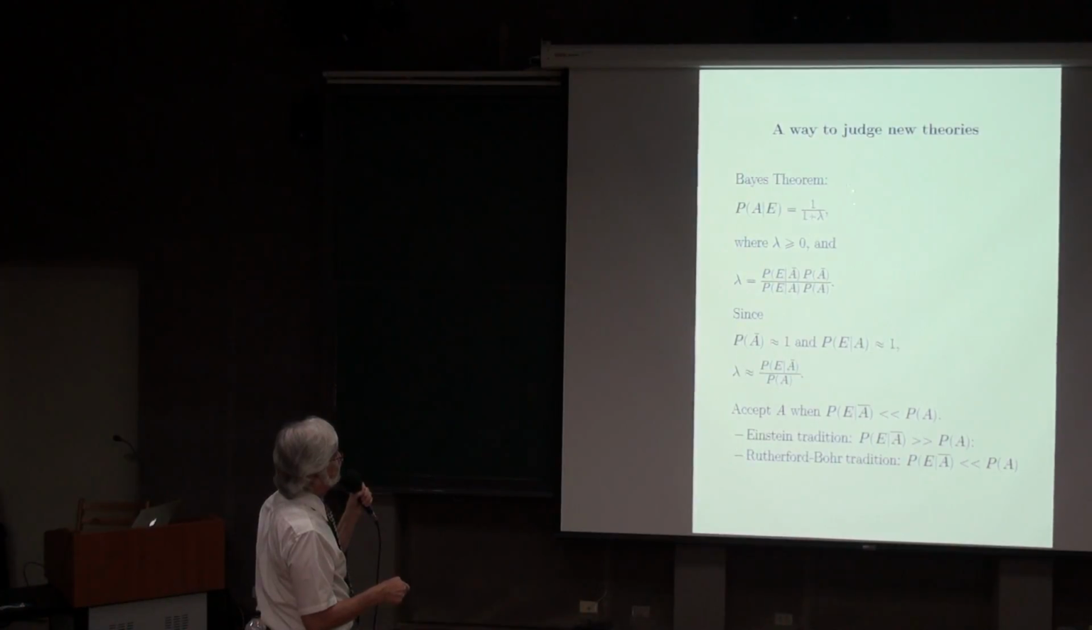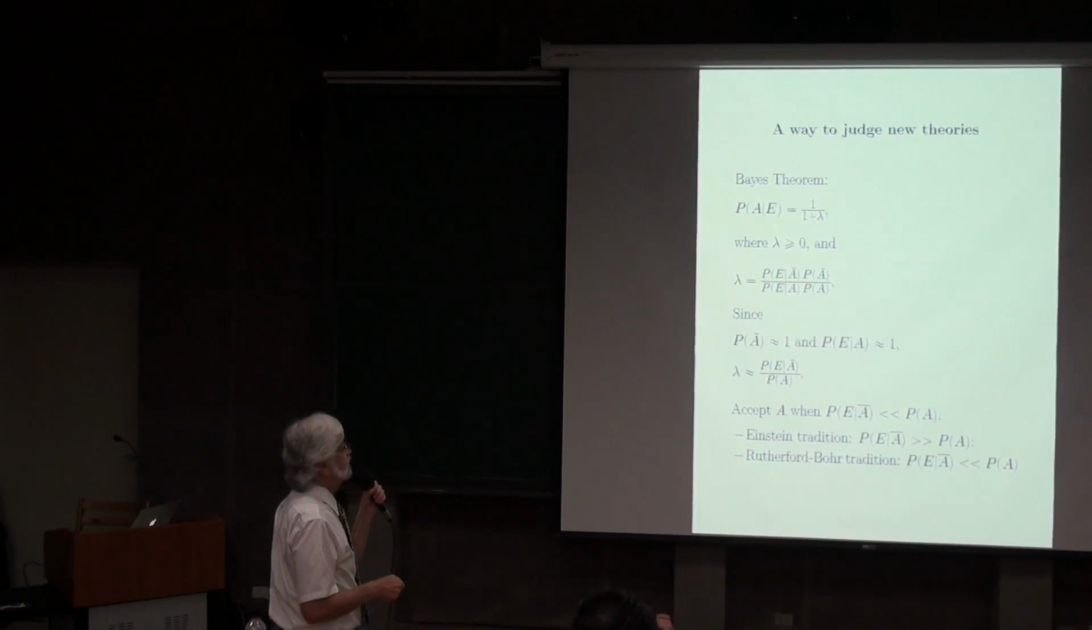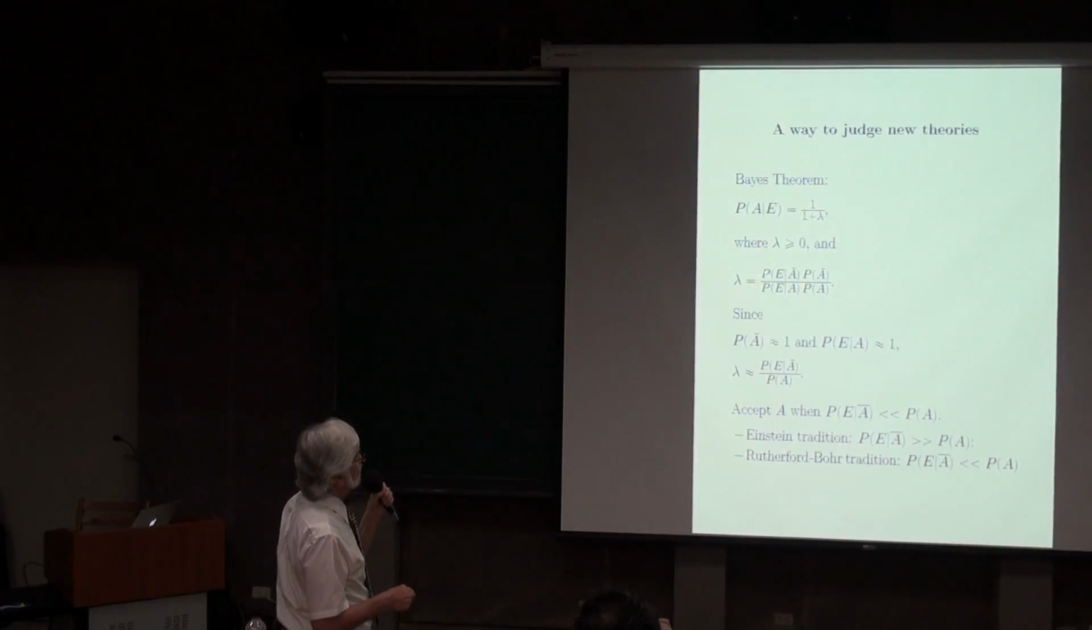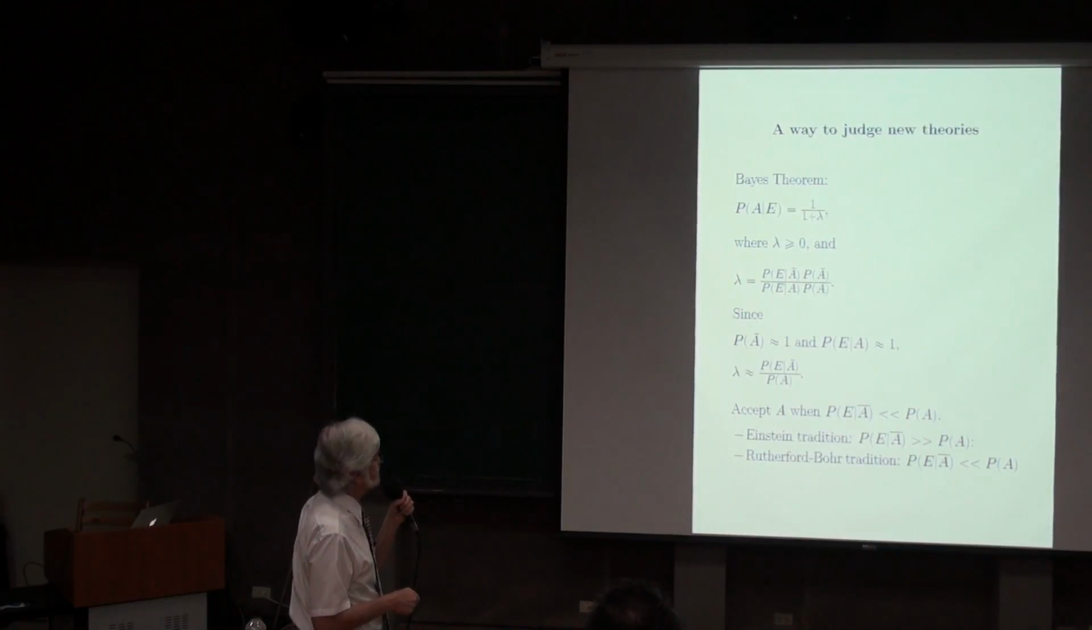And you can write that in this form as 1 over 1 plus lambda, where this positive quantity lambda is the ratio of these probabilities. So what are these? This is the probability that you could get the experiments if you didn't have ACEs, times the a priori probability that you don't have ACEs. A priori probability means you don't have any experimental evidence at all. So it's this product divided by this product: the probability that you get the experiments given ACEs times the a priori probability that ACEs exist.